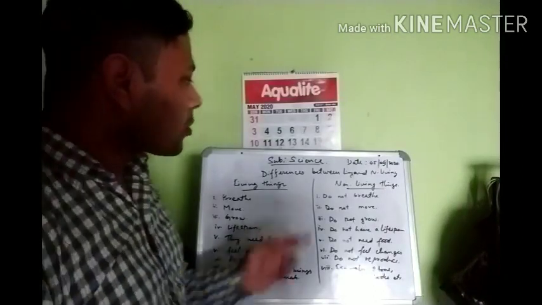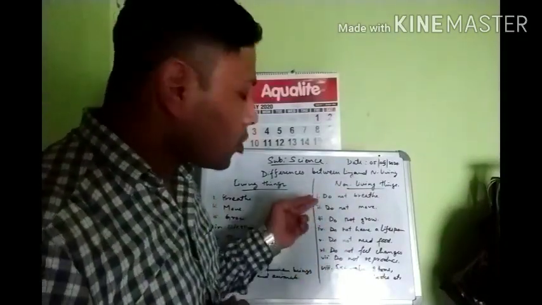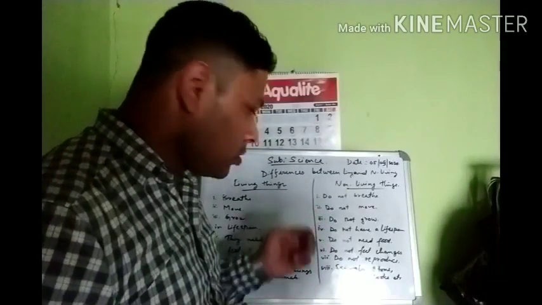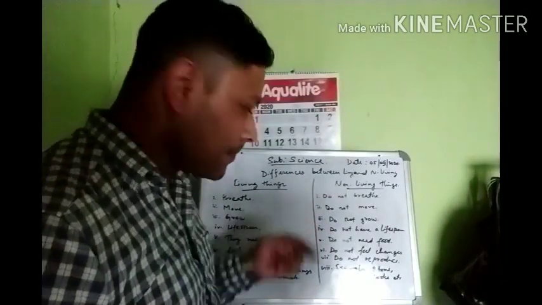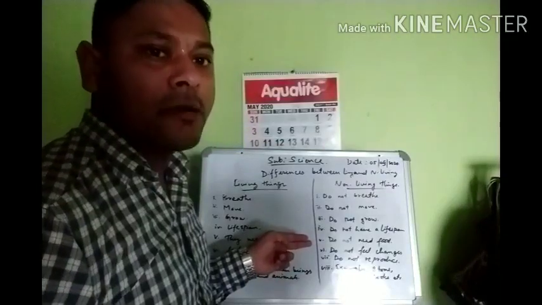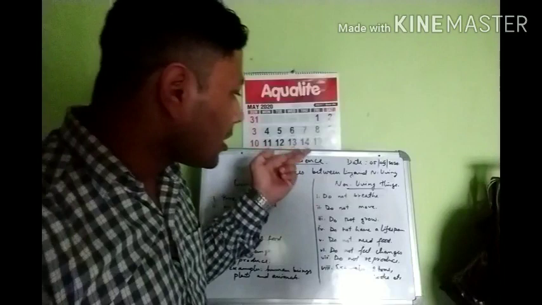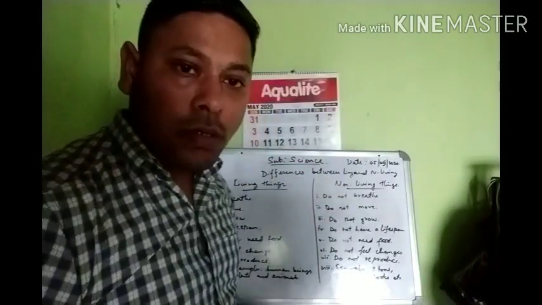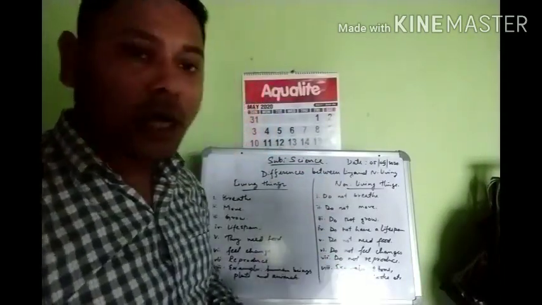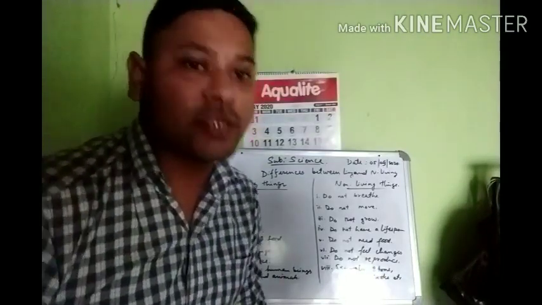Now let us talk about non-living things. Non-living things do not breathe, do not move, do not grow, do not have a lifespan, do not need any kind of food, do not feel any kind of changes, do not reproduce. And examples of non-living things are stone, star, sun, moon, pen, books, hat, pencils, etc.